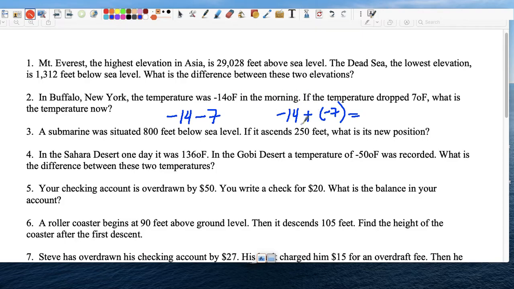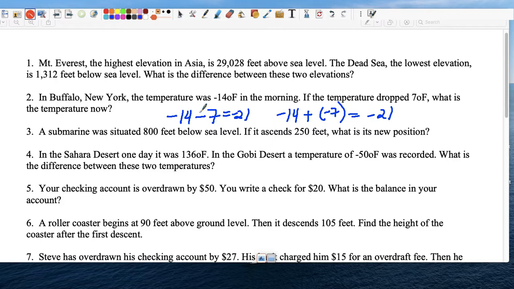Think about it: if it's negative 14 and it dropped, it means it's getting colder, dropping by another 7 degrees. You're now at negative 21. Either way, you get negative 21.